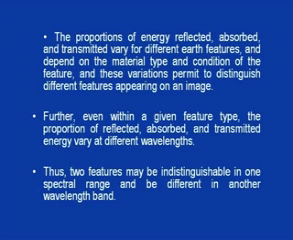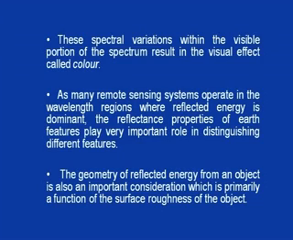The proportions of the energy reflected, absorbed and transmitted vary for different earth surface features and depend on the material type and the condition of the feature, and these variations permit us to distinguish different features appearing on an image. Further, even within a given feature type, the proportion of reflected, absorbed and transmitted energy can vary at different wavelengths. Thus, two features may be indistinguishable in one spectral range and be different in another wavelength band. These spectral variations within the visible portions of the spectrum result in the visual effect called color.